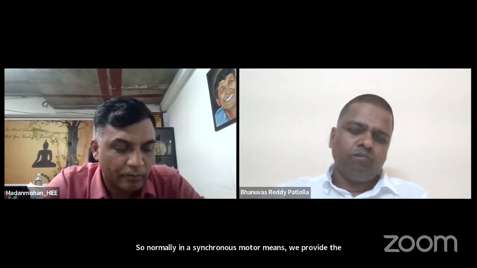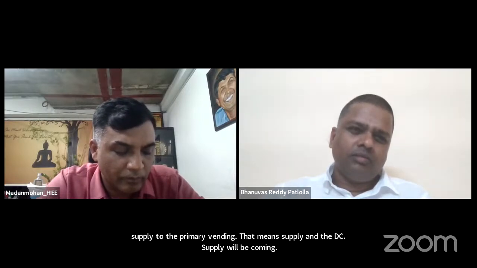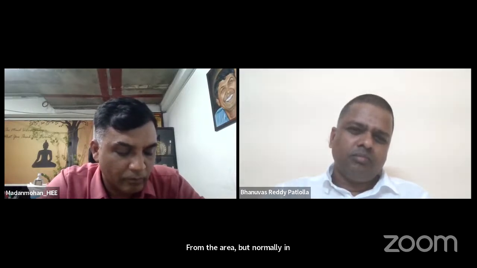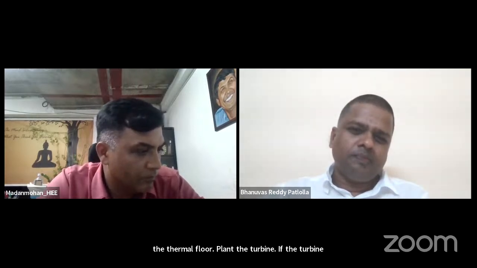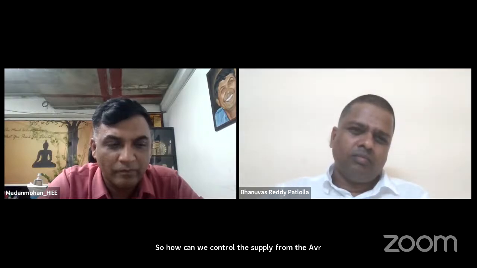So normally in a synchronous motor, we provide the supply to the primary winding. That means AC supply, and the DC supply will be coming from the AVR. But normally in the thermal power plant, if the turbine rotates, the power will be generated, no, sir. So how can we control the supply from the AVR? Both of them should be interlocked, no, sir. At one stage, when the North Pole and South Pole interlock, the motor will rotate, no, sir.